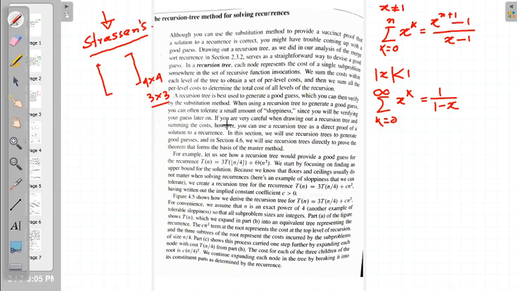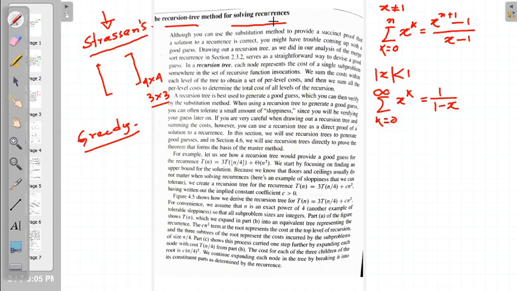Okay, so today the first part we will be dealing with this recursion tree, and the next part we will start this greedy algorithm. Okay, so why this recursion tree is needed for solving recurrences.